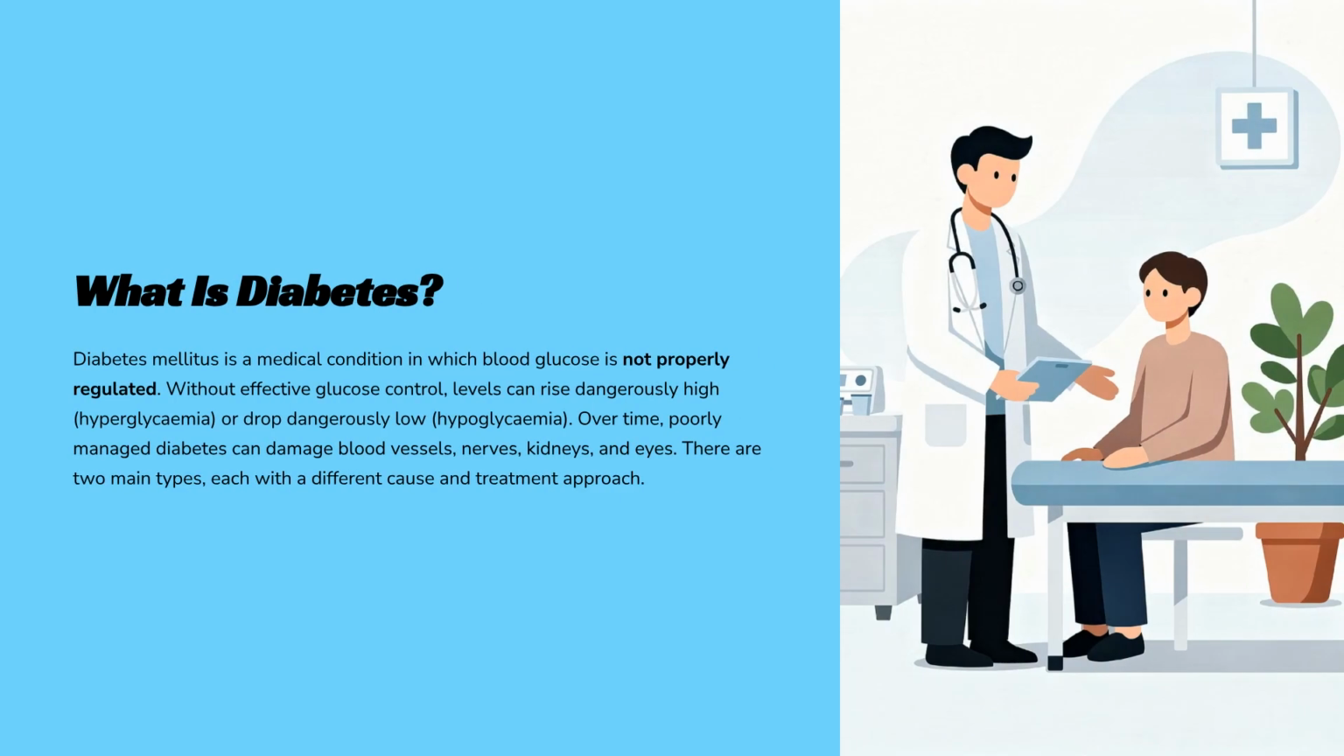Diabetes is a medical condition where blood glucose is not properly regulated, leading to dangerously high or low levels. Over time, poorly managed diabetes can damage blood vessels, nerves, kidneys, and eyes. There are two main types.